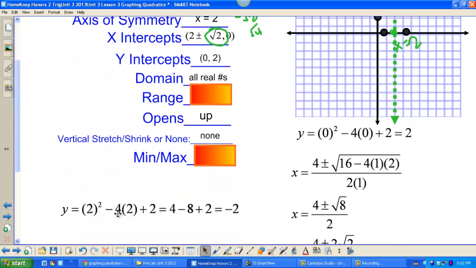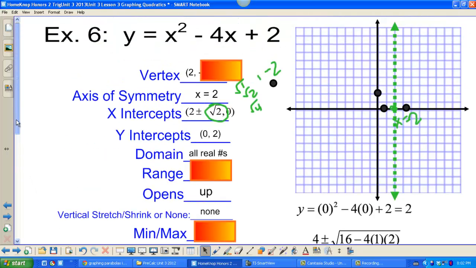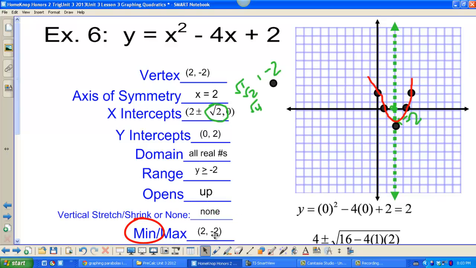So here is the work to find the y-coordinate of my vertex. I put in 2 squared minus 4 times 2 plus 2, which is 4 minus 8 plus 2, which yields negative 2. So I'm going to go ahead and plot the vertex here. I am going to reflect my y-coordinate. And there you go, my friends. Again, another probably poor drawing. A little bit better. There is an example of my parabola. So now I know that my range is all the values greater than or equal to negative 2, and that I have a minimum point at 2, negative 2.